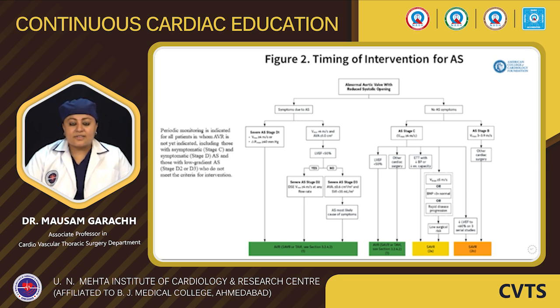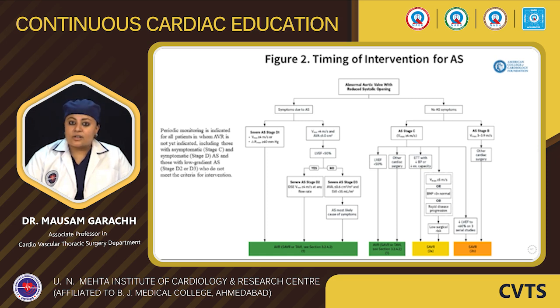Now the patient does not have symptoms. That is, the aortic stenosis is at stage C where the velocity is greater than 4 meters per second. Then we have to see whether the ejection fraction is less than 50%. If yes, then we have to opt for valve replacement. If at all we are opting for other cardiac surgery, then we have to go for AVR also.